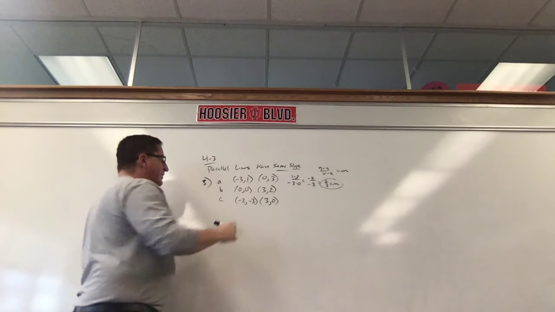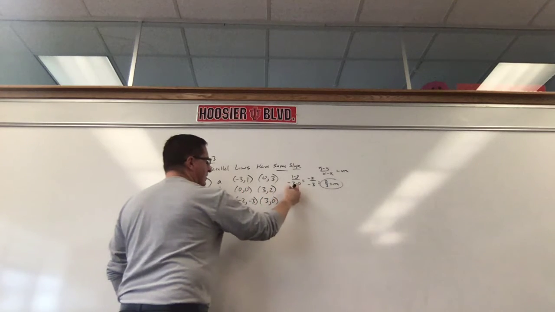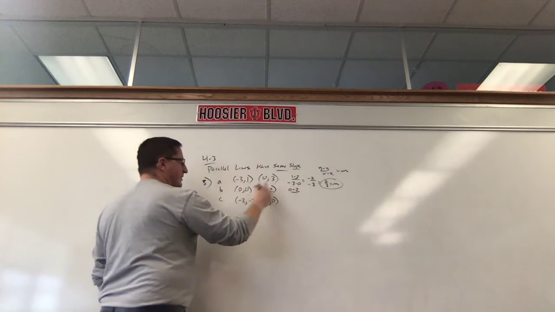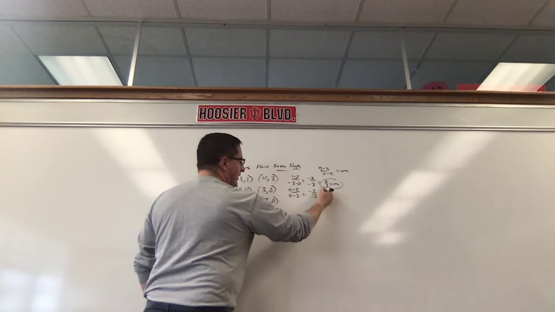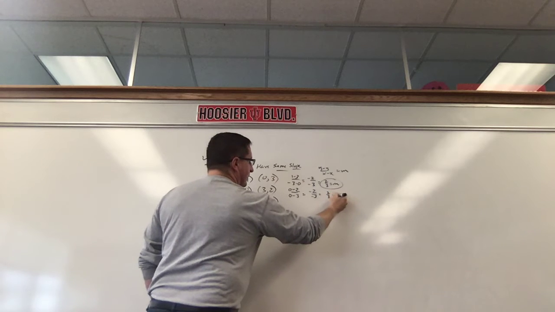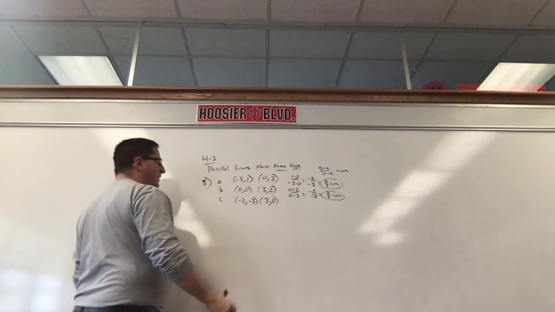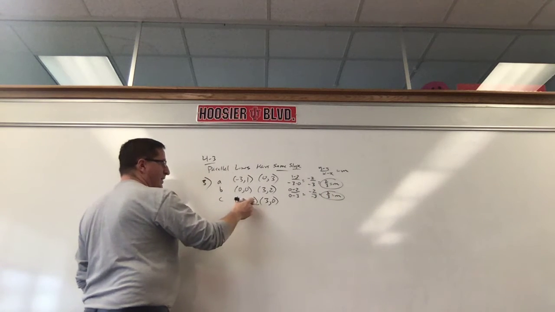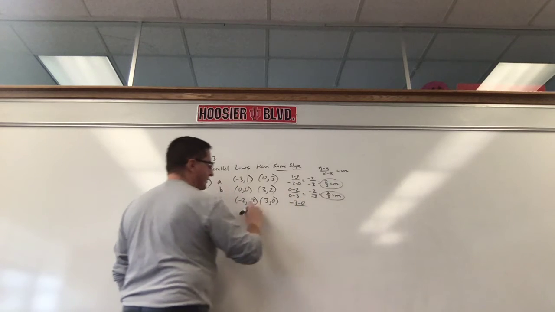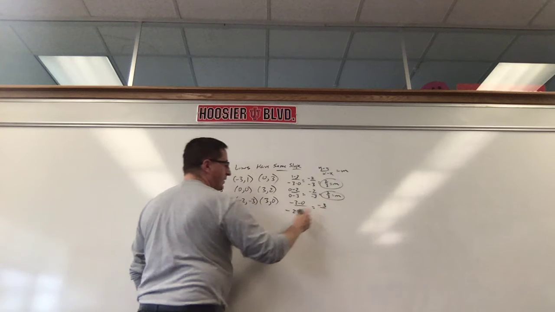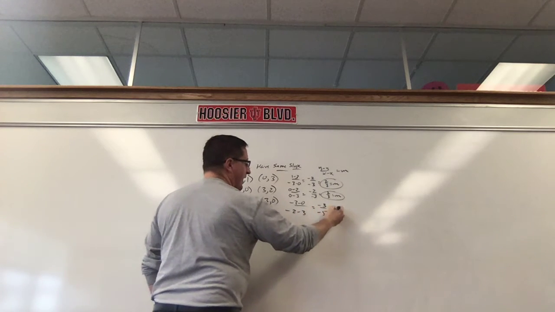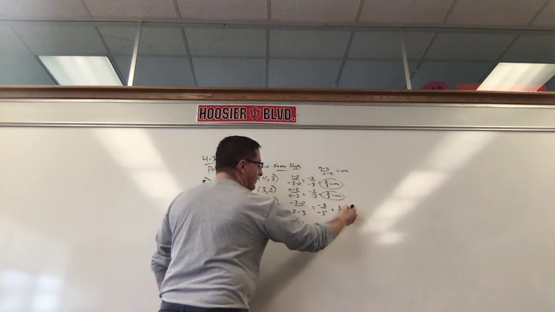Okay? Let's find the slope of the second line. We take y minus y, 0 minus 2, over x minus x, 0 minus 3. 0 minus 2 is -2, 0 minus 3 is -3, negative over negative is a positive. Okay? And the third one, let's find the slope here. Y minus y, -3 minus 0, over -2 minus 3. -3 minus 0 is -3, -2 minus 3 is -5, negative over negative is a positive 3/5.